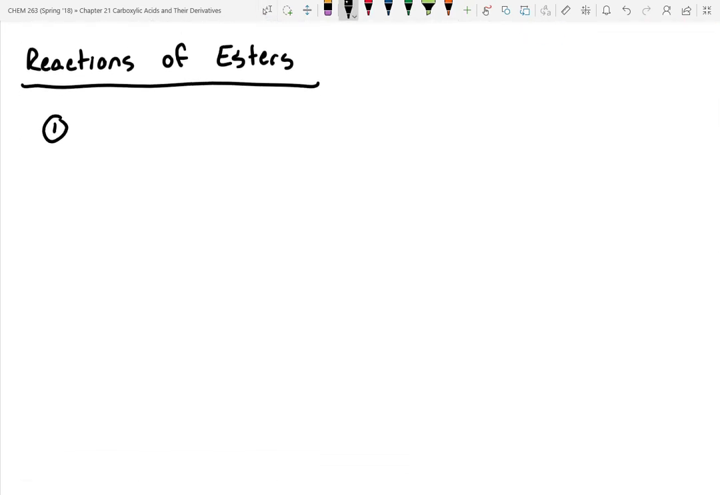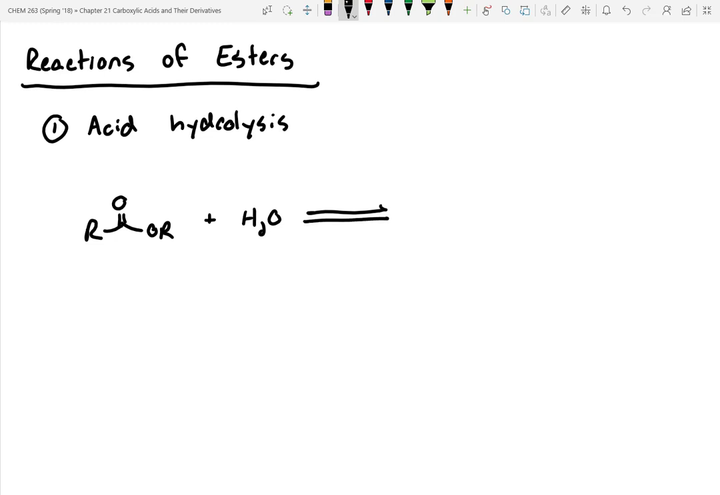And the first one is acid hydrolysis. With acid hydrolysis, you can start out with an ester. You can treat this with water under acidic conditions. I'm just going to put catalytic acid. And you can convert this to a carboxylic acid plus an alcohol. If you notice, I've got equilibrium arrows here because it can go either direction.